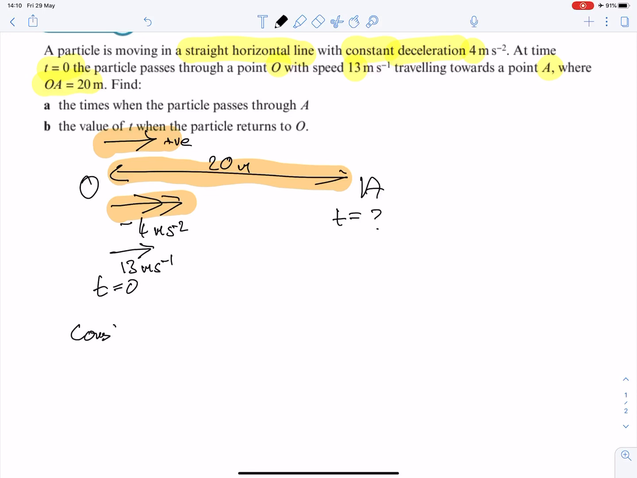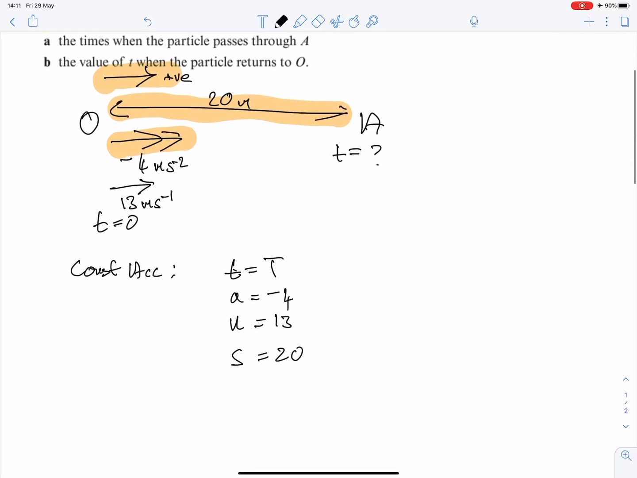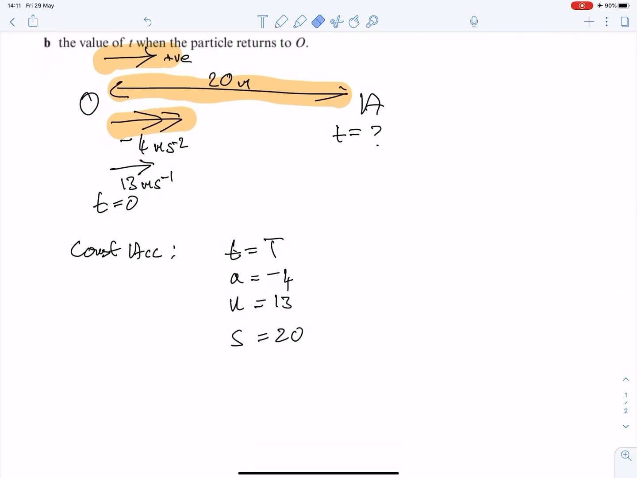Okay, we're told it's constant acceleration, even though it's negative. So constant acceleration. What are we trying to find? T, so we could call that capital T. We know that a is equal to negative 4. We know u is equal to 13. And we know s equals 20. So there is no v, therefore pick s equals ut plus a half at squared.